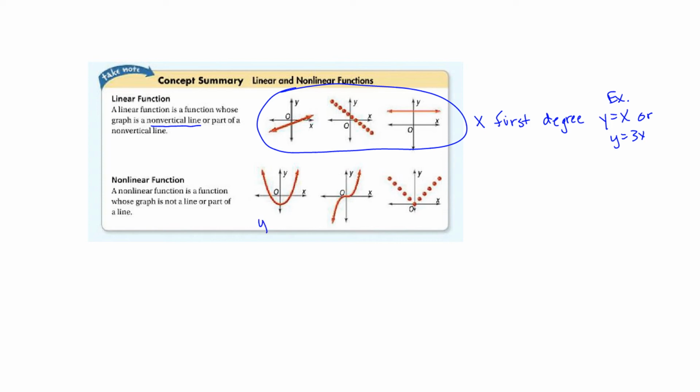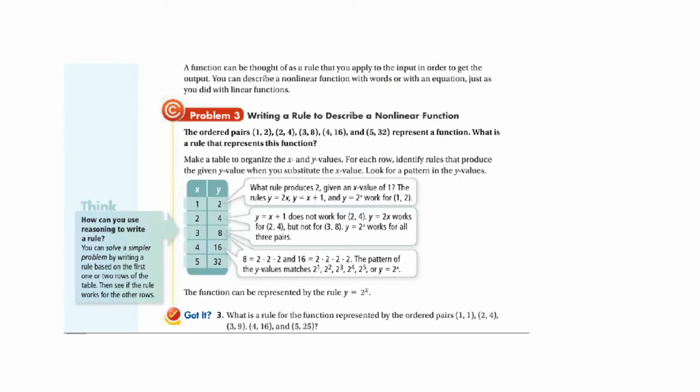This type of function has y equals x, and you have it squared. This type of function will have y equals x cubed, and this last type of function is an absolute value function, and it will have your x as part of the absolute value. And we'll talk a little bit about this in class. And lastly, a function can be thought of as a rule that you apply to the input in order to get the output. You describe a nonlinear function with words or with an equation, just as we did with linear functions. Sometimes they're a little bit harder to figure out though.